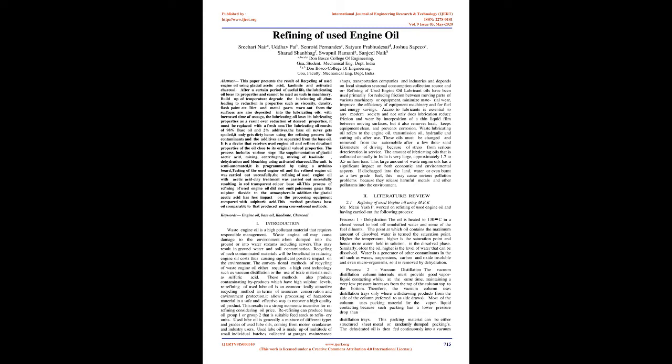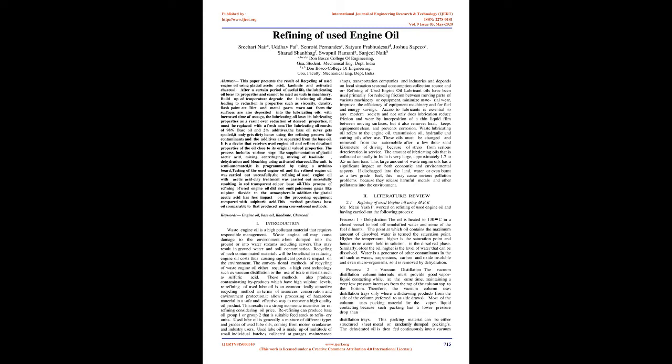It is a device that receives used engine oil and refines devalued properties of the oil close to its original valued properties. The process includes various steps like supplementation of glacial acetic acid, mixing, centrifuging, mixing of kaolinite, dehydration, and bleaching using activated charcoal. The unit is semi-automated. It is programmed by using an Arduino board. Testing of the used engine oil and the refined engine oil was carried out successfully.